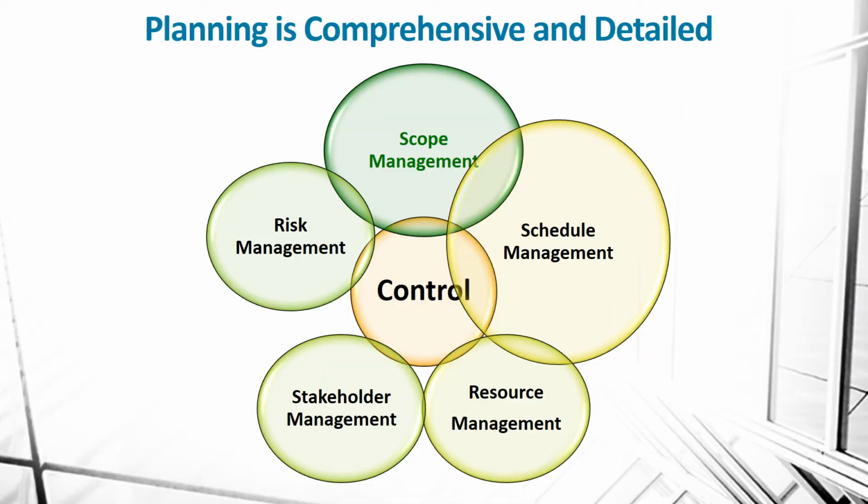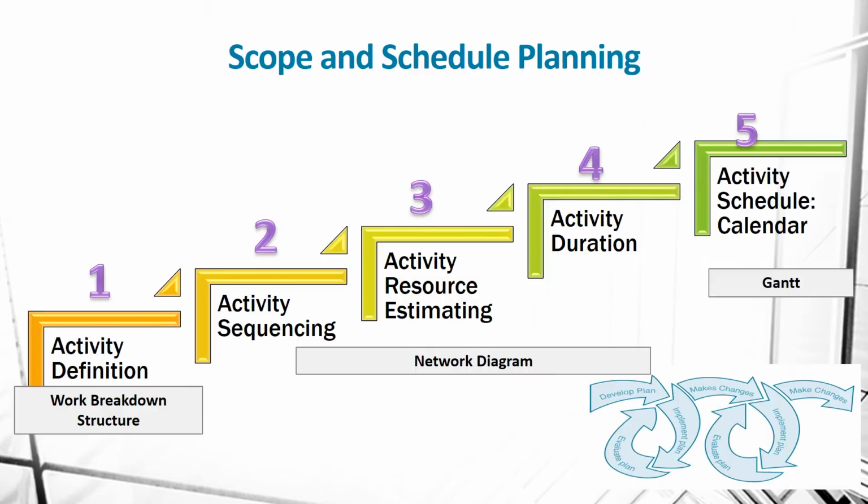Remember, in order to control your project, you must plan for the management of your scope, your schedule, your resources, your stakeholders, as well as your risks. Right now, we're going to focus on managing and planning your schedule. There are 5 steps in schedule planning. The first is activity definition.